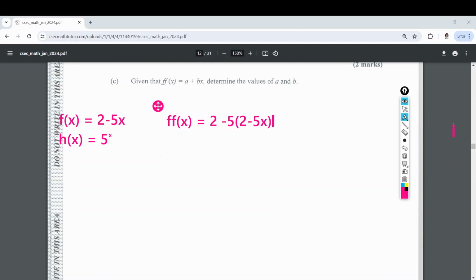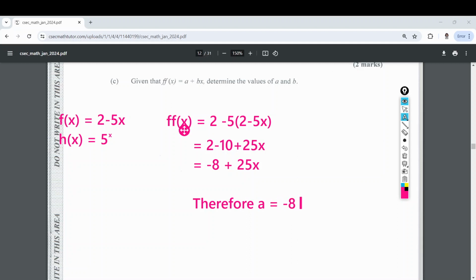So that's pretty simple. So guys, we're going to end up with 2 minus 10 plus 25x, right? And this should end up giving us minus 8 plus 25x. Therefore, a is equal to minus 8 and b is equal to 25. And that's the answer.